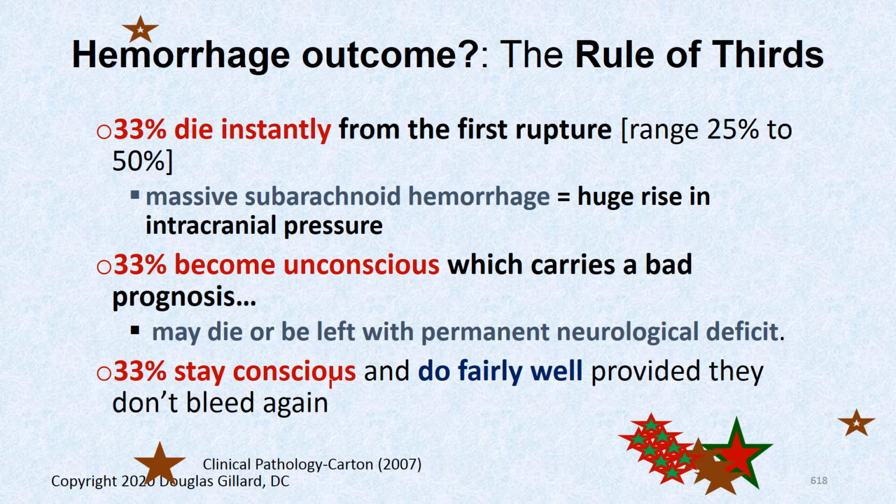33% become unconscious, and that's a really bad sign. They wake up and they maybe wish they were dead. They have severe permanent neurological sequelae. Not all of them, but some of them. It all depends. Now, if they can stay conscious and not pass out, that's usually a good sign. And that means they do fairly well, but they are at risk for another bleed.